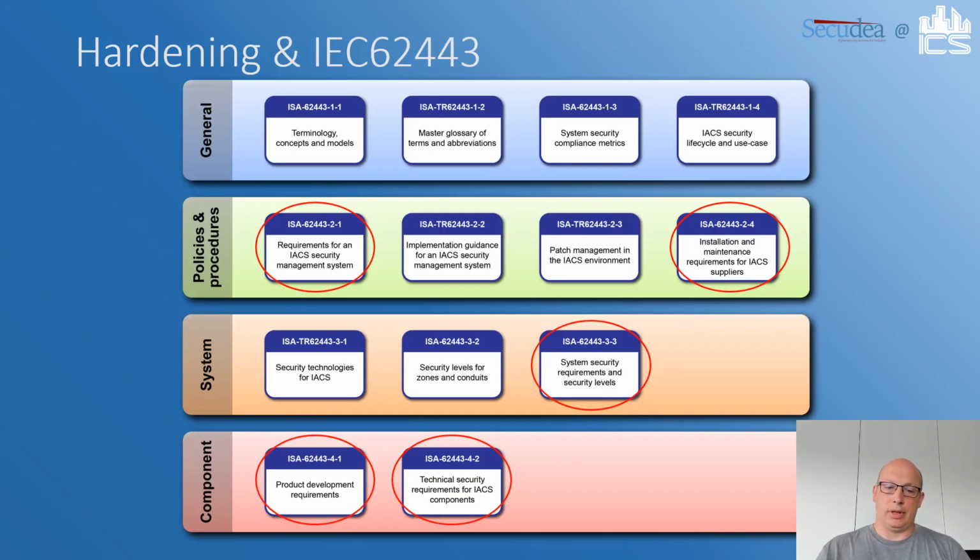This slide shows you some indicators in the IEC 62443 where hardening is mentioned. First of all, in the -2-1, and of course in the -2-4, because that talks about requirements for ICS suppliers. And of course, in system and component requirements, there's also mention of hardening for having a secured installation.